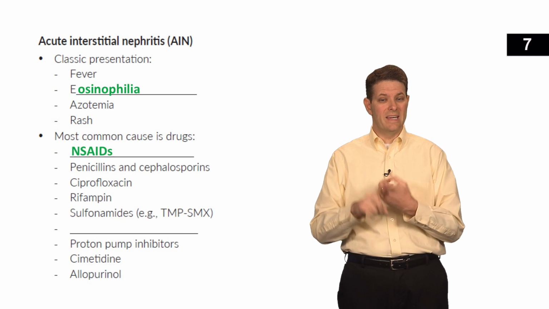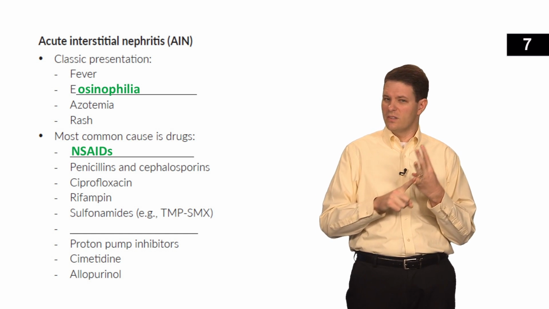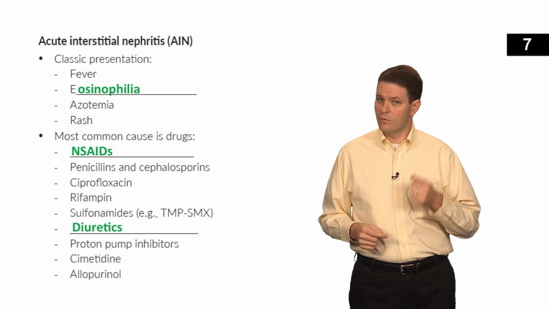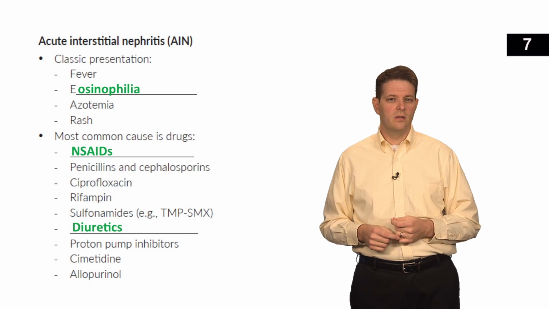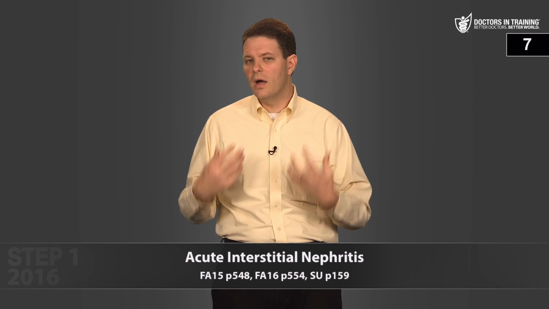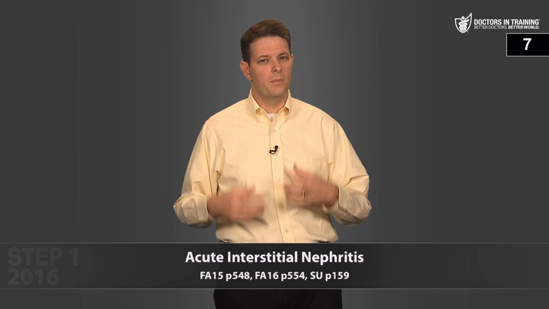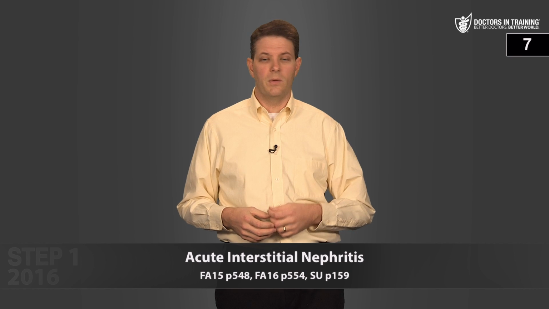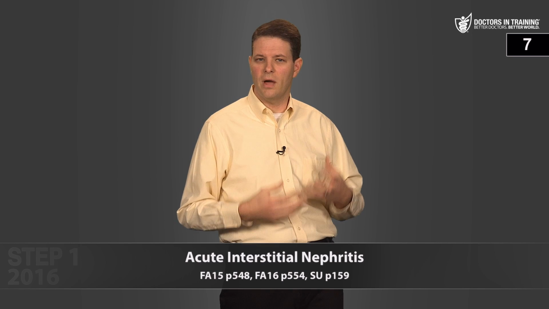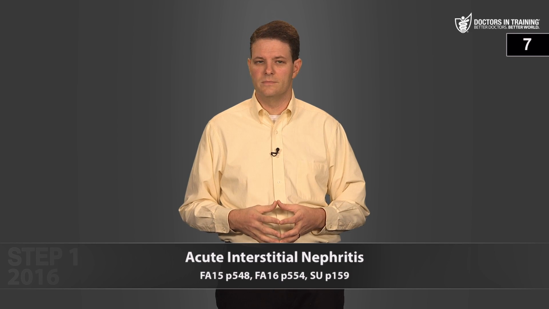So the most common offenders are NSAIDs, penicillins and cephalosporins, ciprofloxacin, rifampin, which is used for TB mostly, sulfonamides like TMP-SMX, diuretics, many of which are also sulfonamides, PPIs, cimetidine, and the gout drug allopurinol. There are also some other conditions that can cause AIN, like lupus and sarcoidosis and certain bacterial infections, but the main cause to know are the drugs. And then we treat AIN by stopping the drug that caused it, and possibly by giving some high-dose steroids for about 2 weeks and then gradually tapering off. But often, AIN will resolve on its own once you stop the drug.